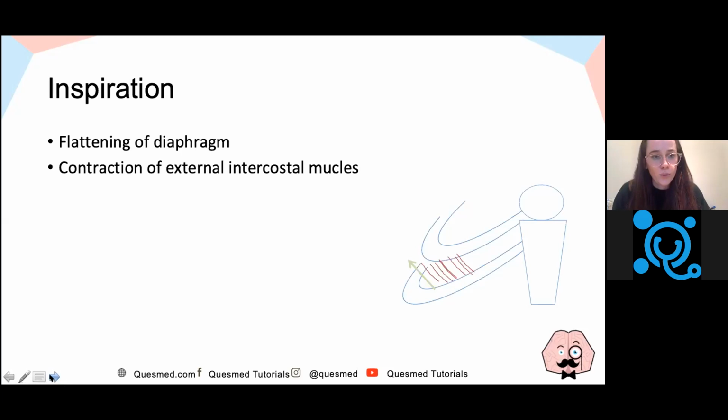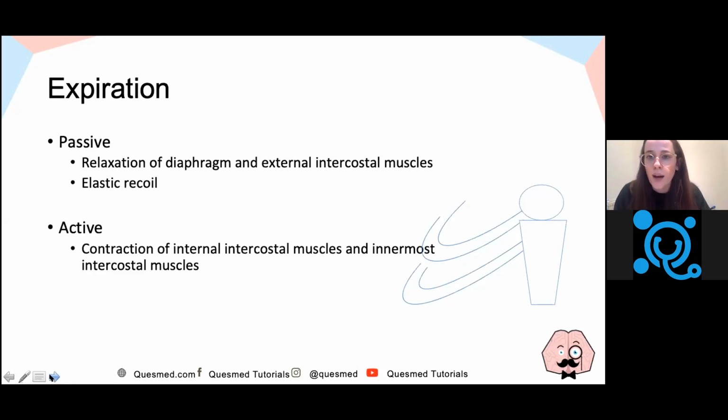So moving on to expiration. Passive expiration involves relaxation of the diaphragm and external intercostal muscles and elastic recoil of the lungs, so that pulls everything back. It increases the pressure and forces air outwards, but it's generally a passive process.